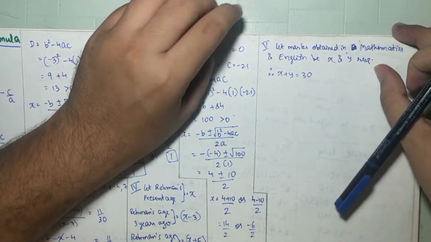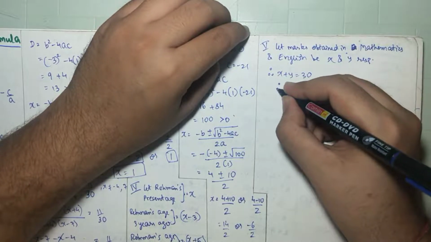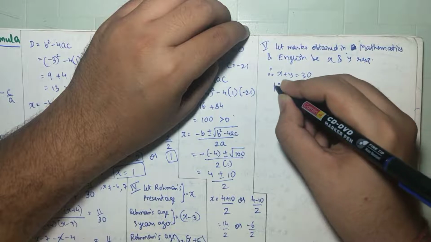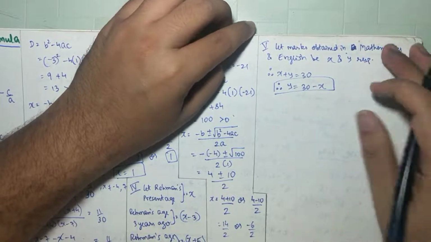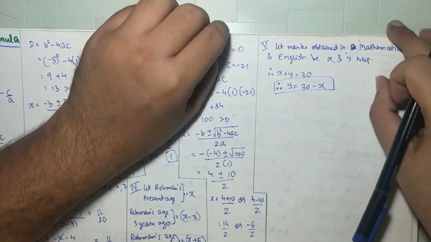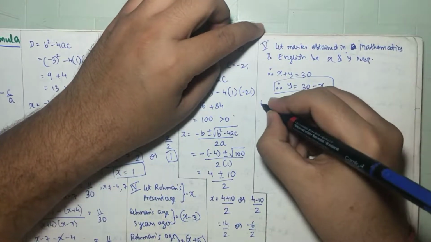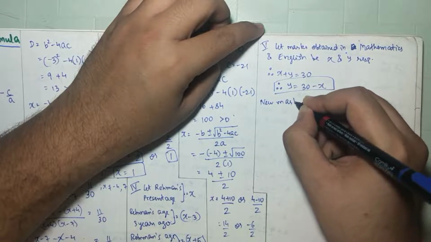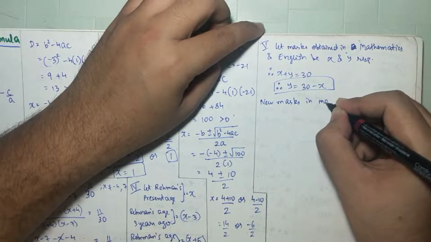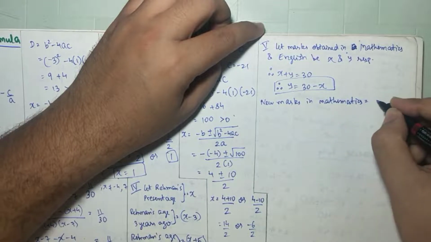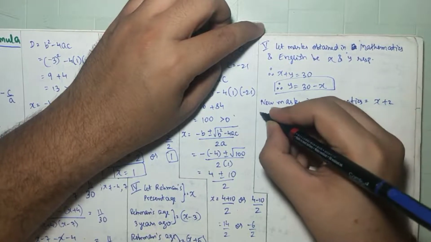I have to do substitution in this. So I will take x on the right hand side. The y would be 30 minus x. Now the question is, if she would have got 2 marks more in mathematics, so new marks in mathematics is equals to x plus 2.